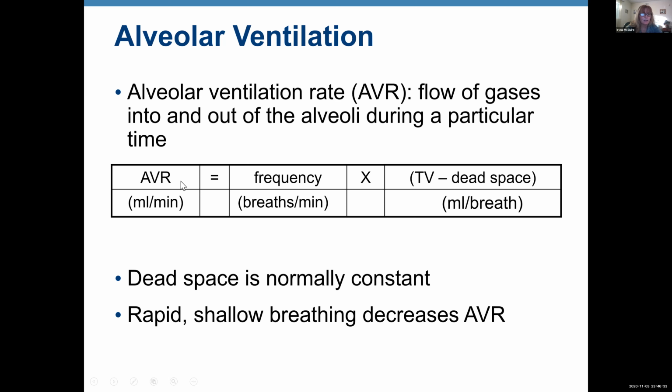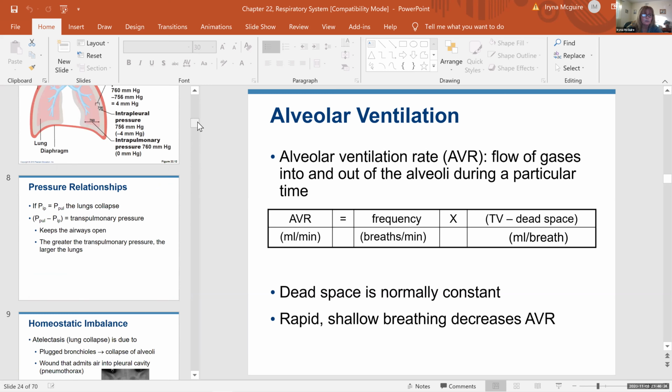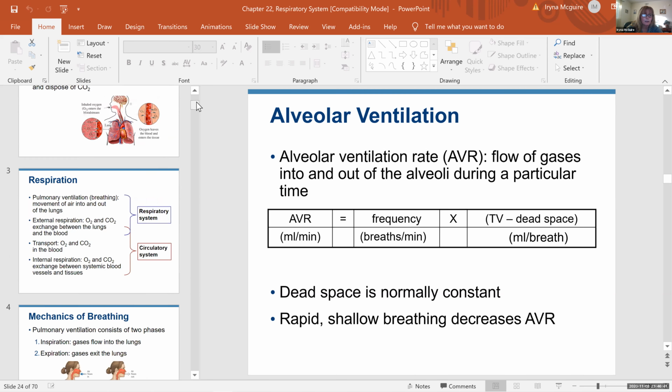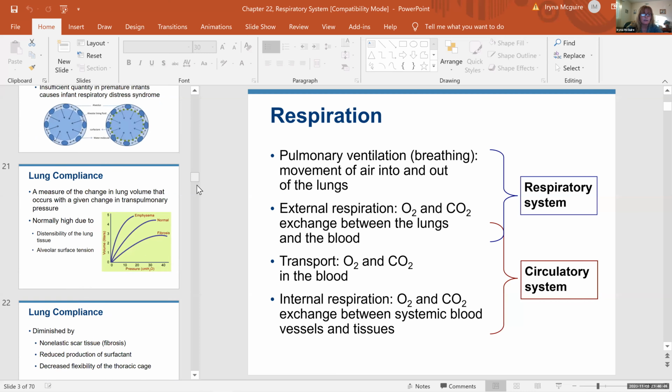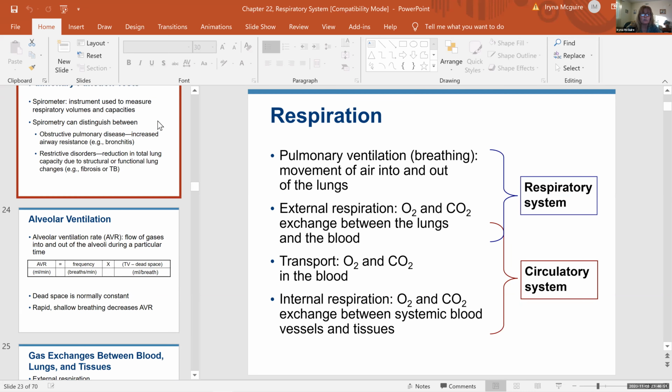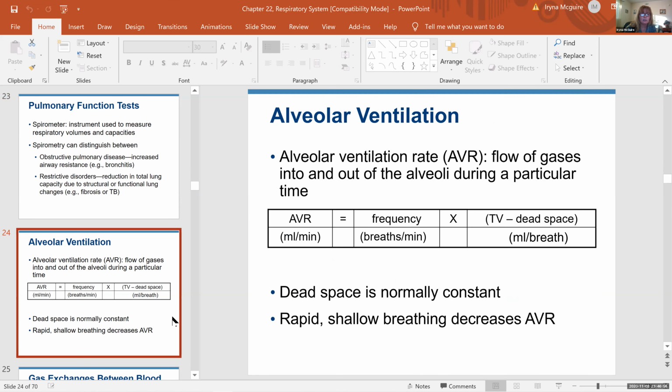But just again, because we are talking about pulmonary ventilation, so we're talking about this very first process of breathing, right? We just said that we can measure pulmonary ventilation. We can use a spirometer to measure pulmonary ventilation, and we can calculate alveolar ventilation rate. And this is the flow of gases into and out of alveoli during a particular time. And here's the formula, how it's calculated, right? Okay.